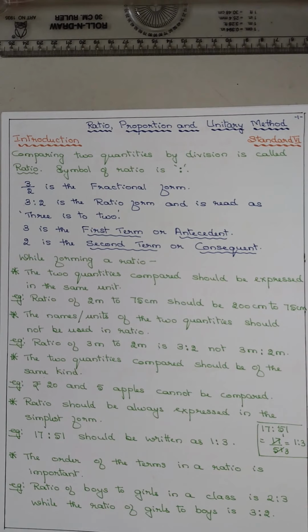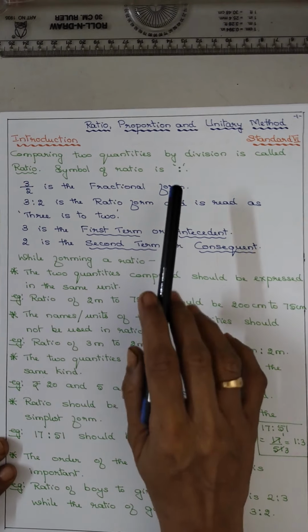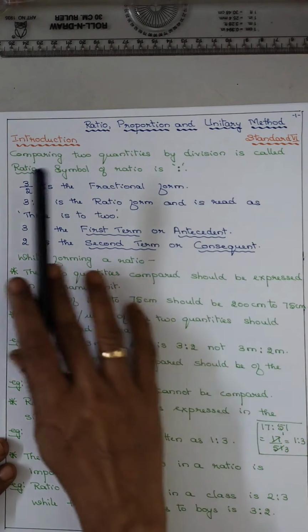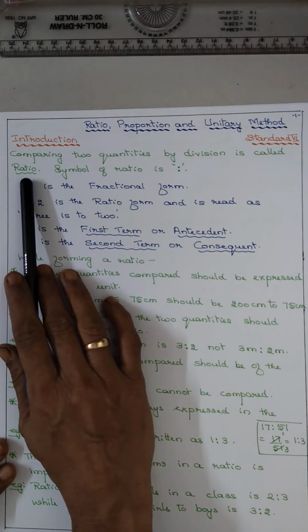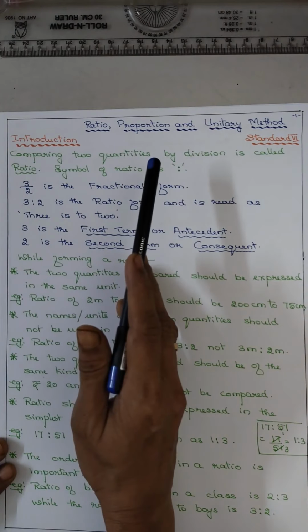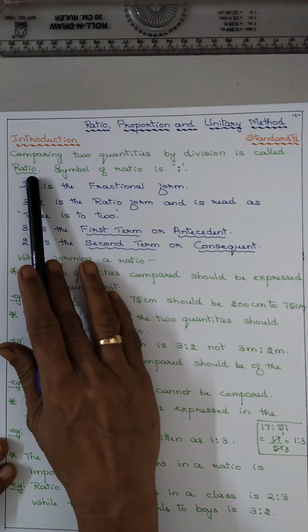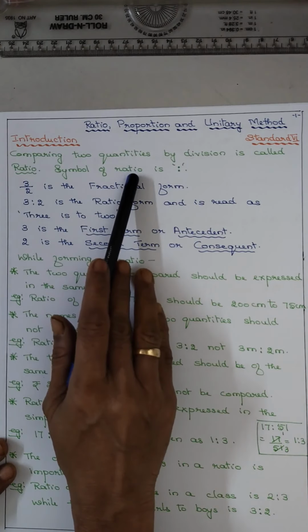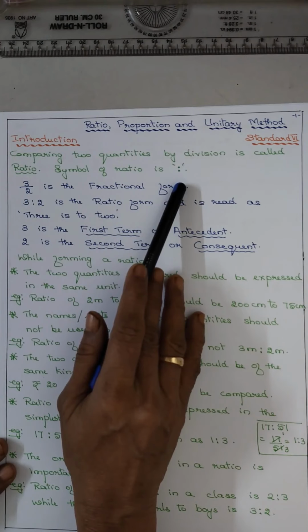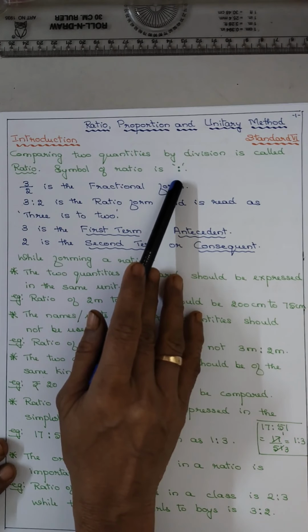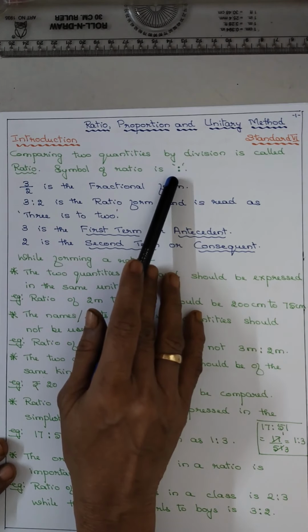Today we will discuss the lesson ratio, proportion and unitary method. Introduction. What is ratio? Comparing two quantities by division is called ratio. So you are comparing two quantities by division, then you say it as ratio. And the symbol of ratio is two dots like this. Okay. And how do you read it?